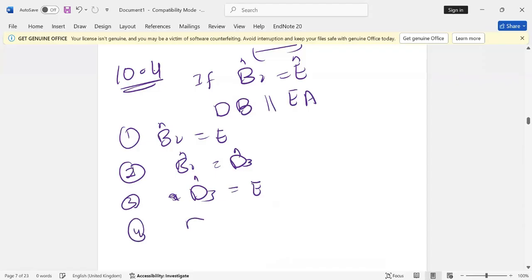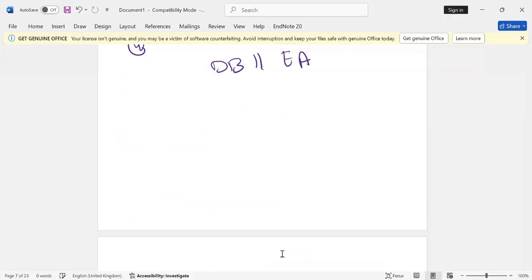And the fourth point is D3 and E are the alternate interior angles, okay? They are the angles formed by the transversal DE cutting lines DB and EA. So we say that DB is parallel to EA, since alternate angles D3 and E are equal. Okay, this is the required thing that we have to prove in this question.